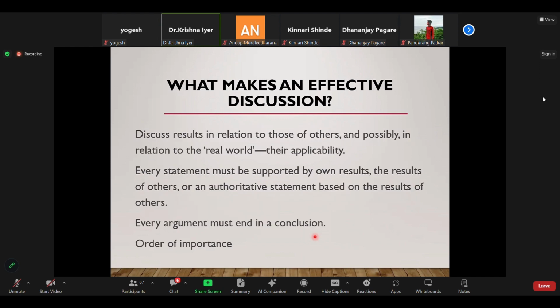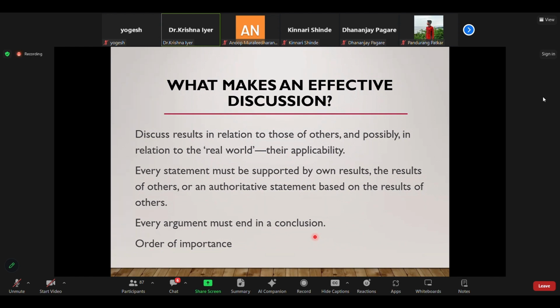Here it is very important that you discuss what you have found in relation to what is known or reported, in relation to what is there in the real world, and what the results mean in terms of their applicability. When you start making statements in your discussion, make sure that every statement is either supported by your own results, or by results which have already been reported and which you give reference to, or is from an authoritative statement which you have heard from somebody who is willing for you to state in your paper that they told you that.